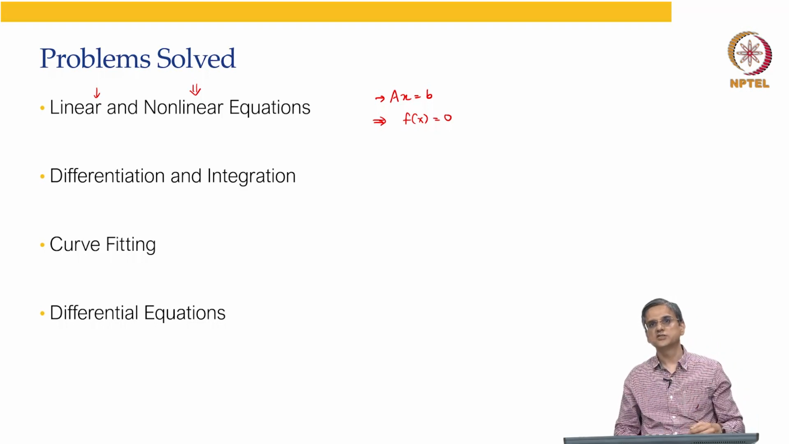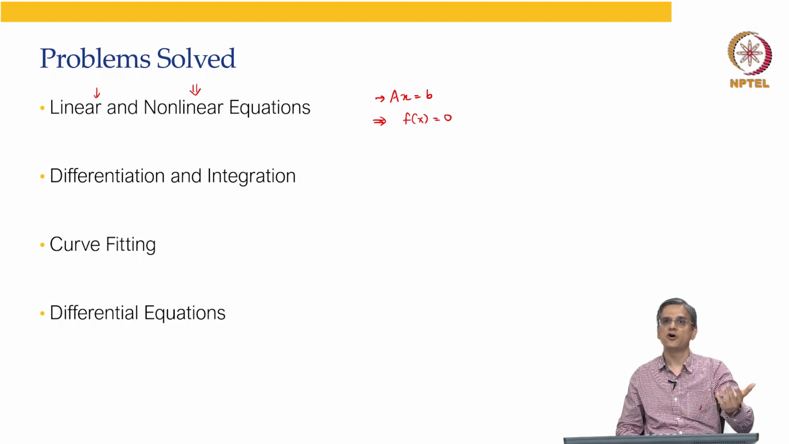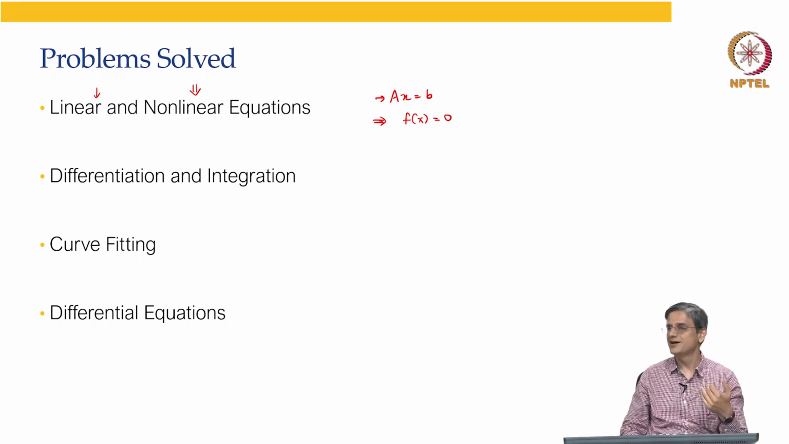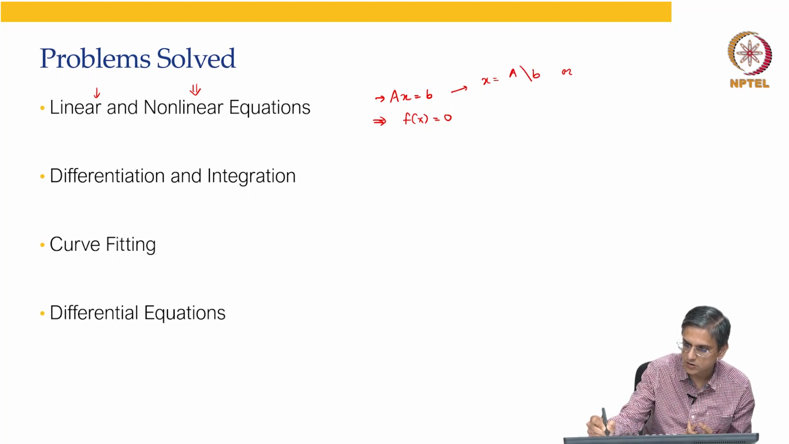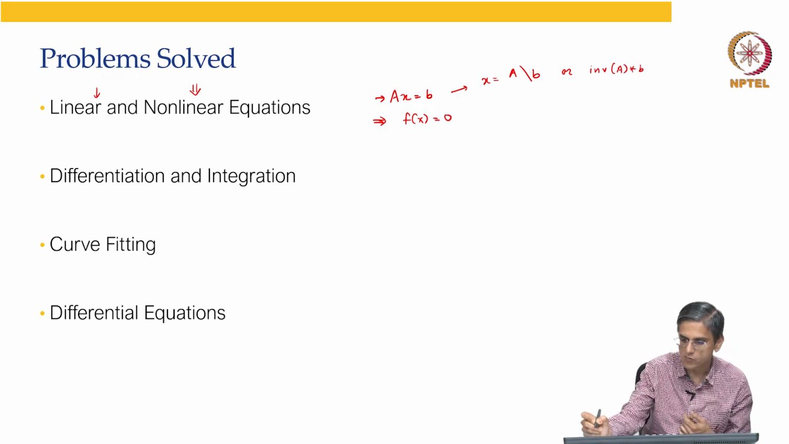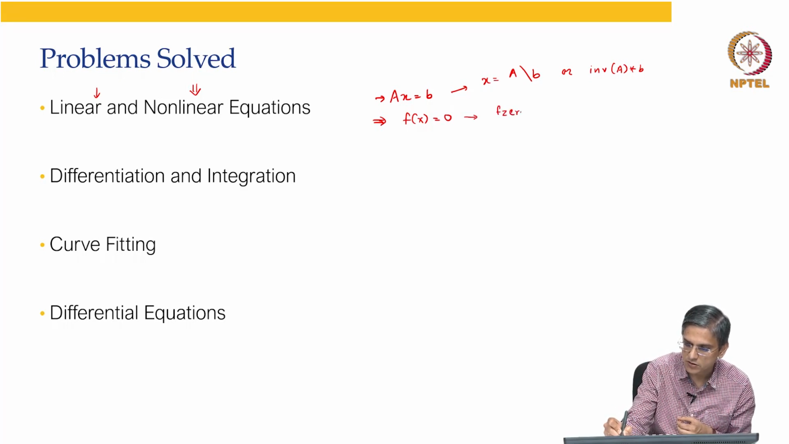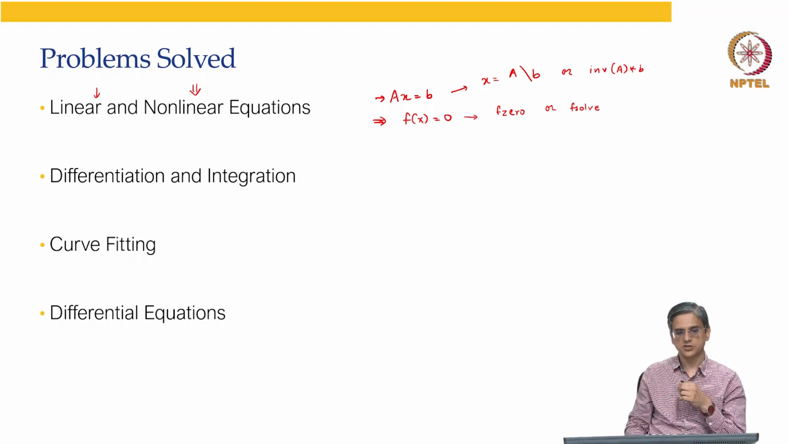Of course, if you look at the first equation, you can always write it as Ax minus b equal to 0, and that gets the form f(x) equal to 0, and you can solve that. Of course, that is going to be an overkill. The right way to solve these equations is x equal to A backslash b. For solving f(x) equal to 0, we used fzero for single variable problems, or fsolve for multiple variable problems.